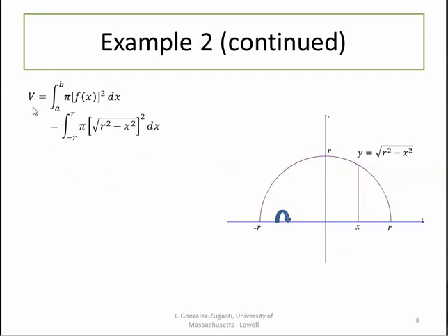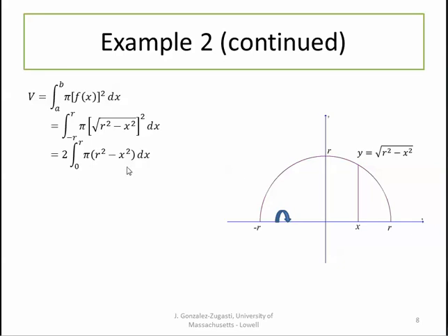So our volume equation becomes the integral from negative r to r of pi times the square root of r squared minus x squared, squared. Now all we need to do is evaluate this integral. First we square the square root here, and I notice that this is symmetric around the y-axis, so instead of integrating from negative r to r, I use a property that says that integral is going to be equal to 2 times the integral from 0 to r.